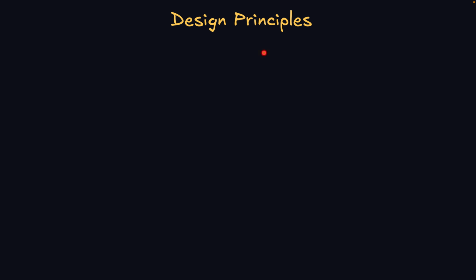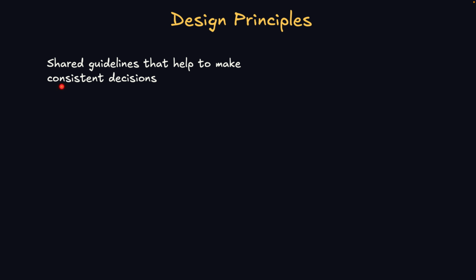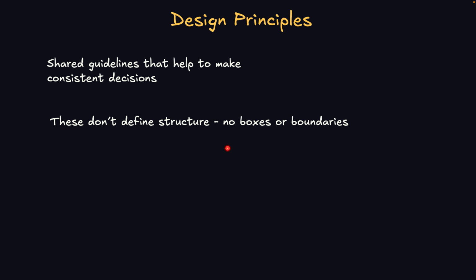Next, let's look at design principles. Design principles are nothing but shared guidelines that help you to make consistent decisions. They don't define any structure or boundaries or anything like that. They are just guiding principles. They just guide you to make right judgments.